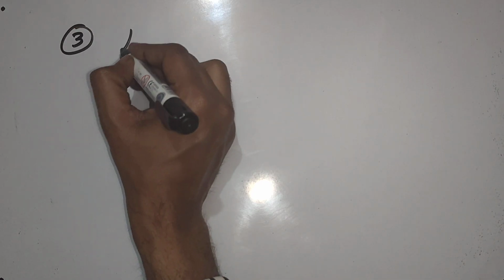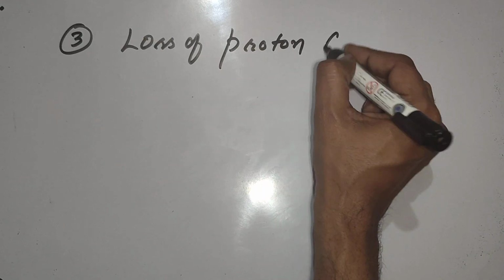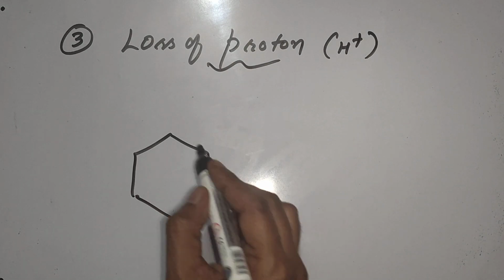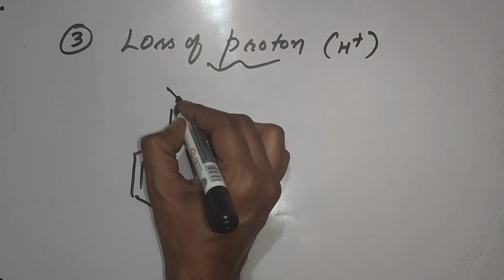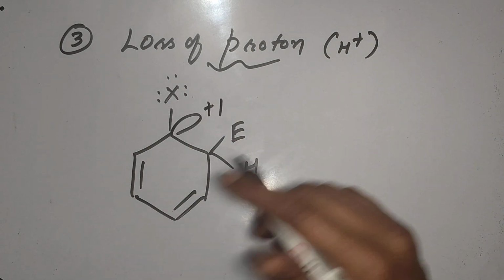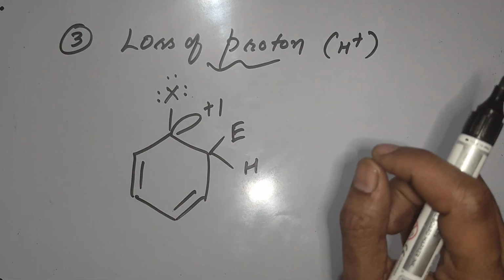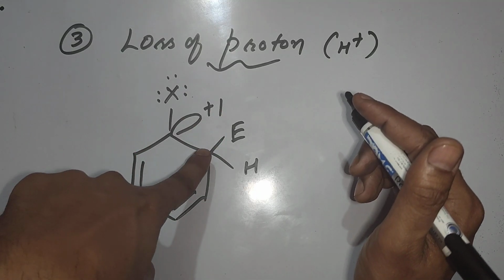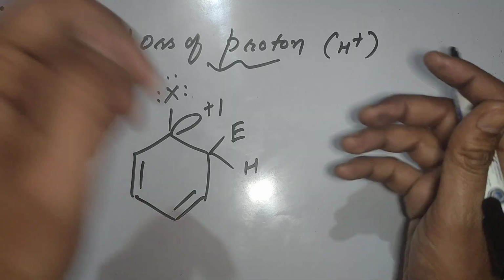Now the last step, what will happen next? At last there will be a loss of a proton, H positive ion. In the third step, what did we get? We got this. Is it a final product? No, it cannot be a final product because it's an unstable particle. Because the positive charge is there, the benzene ring is losing its aromatic character. Aromatic character means 6 pi electrons are not there.